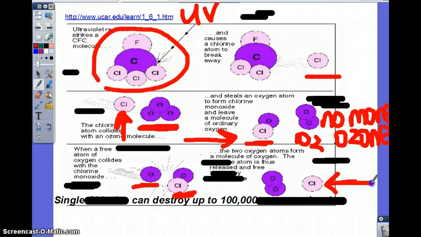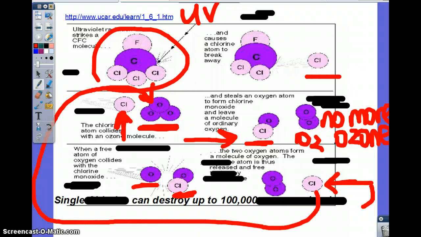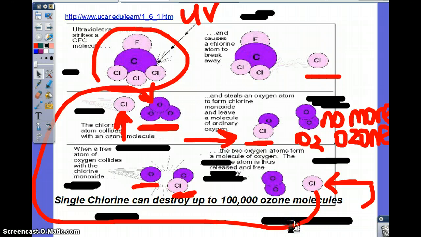Who could tell me what you think can happen next? I'm going to pause. So what happens with this leftover chlorine, it's going to go back and start this depletion process again. It looks for more ozone, and believe it or not, one single chlorine can destroy 100,000 ozone molecules.